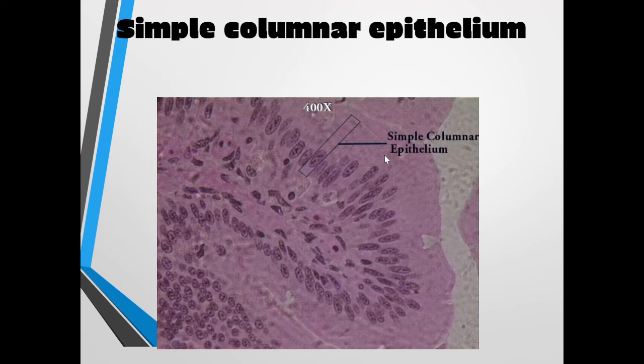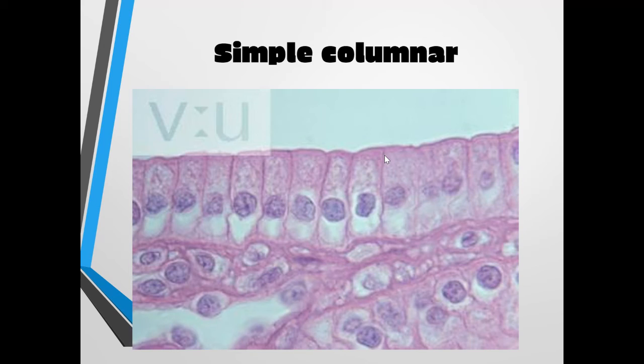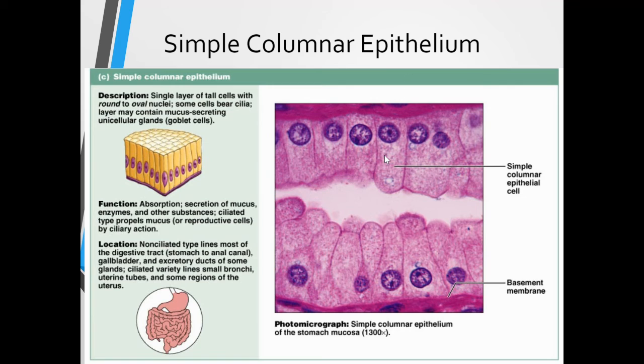Simple columnar, one layer of columns. This is going to sometimes have the cilia on it or the villi, and that is going to help increase the surface area. So we find this in the intestine, the gallbladder, some excretory ducts. We have some uterine tubes, the bronchi. If you notice, the nucleus is located on the bottom, and it's a function of absorption and secretion.